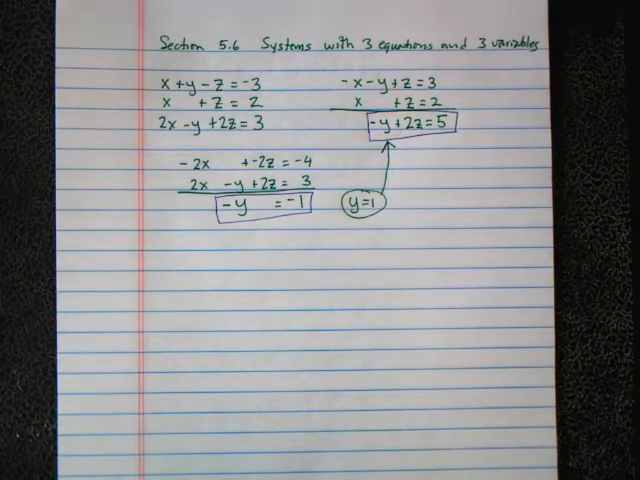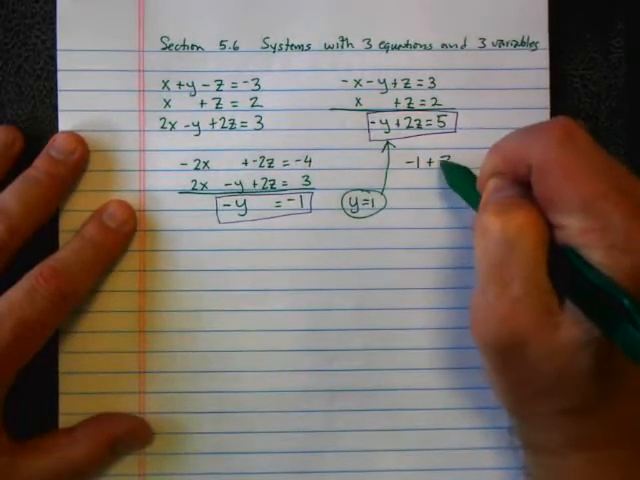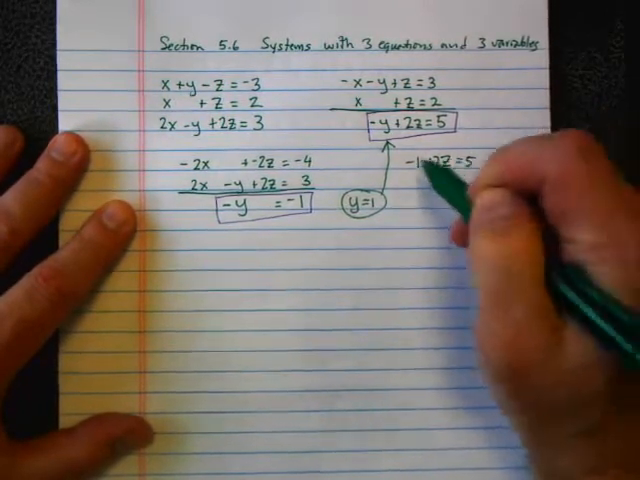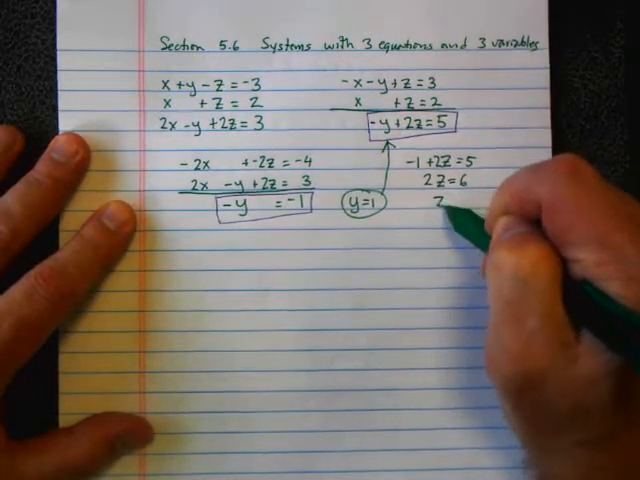Because then the only letter left is a z, and I can find out what z is. All right. So negative 1 plus 2z is 5. Add the 1 to both sides. 2z is 6. So z is 3.